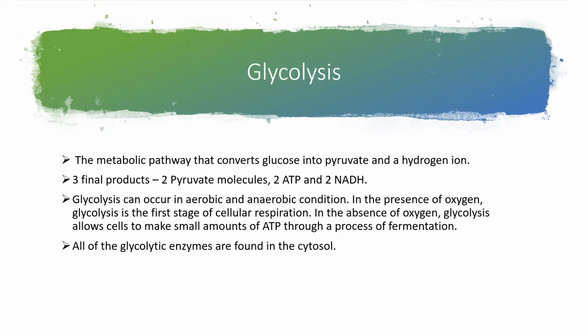Glycolysis can occur in aerobic and anaerobic conditions. In the presence of oxygen, glycolysis is the first stage of cellular respiration. In the absence of oxygen, glycolysis allows cells to make small amounts of ATP through a process of fermentation. All of the glycolytic enzymes are found in the cytoplasm.